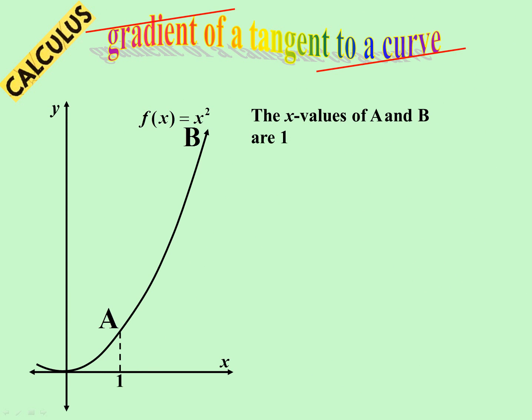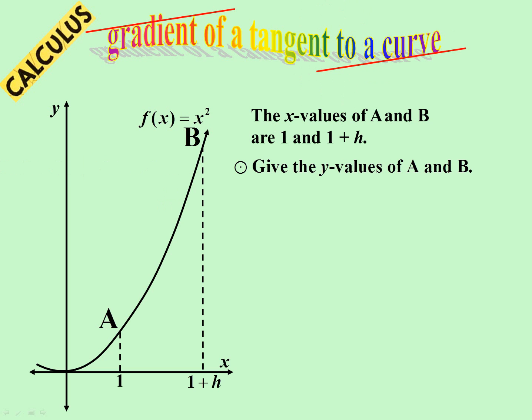We have 2 points, A and B. The x values of A and B are 1 and 1 plus h, meaning, of course, that that distance there is h. Get the y values of A and B. Well, when x is 1, substitute, we get the y value. When x is 1 plus h, substitute, we get the y value.